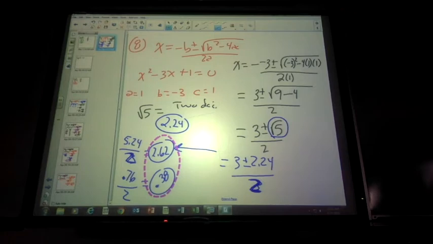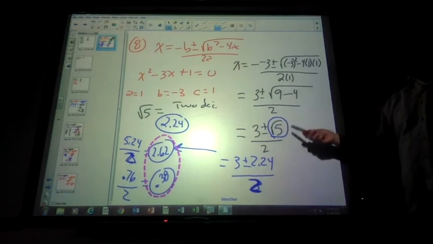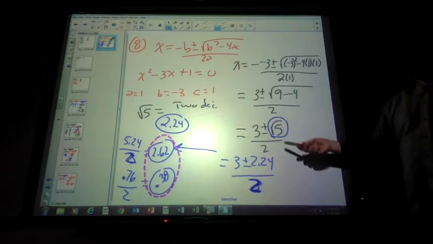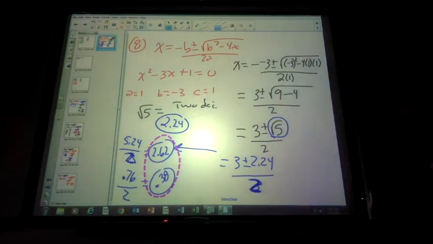Is that okay? What's the difference between doing it this way and this way? You're doing a decimal approximate because sometimes it's hard to figure out where 3 plus root 5 over 2 is and where 3 minus root 5 over 2 is on a number line. You can see the decimal approximation pretty easily.